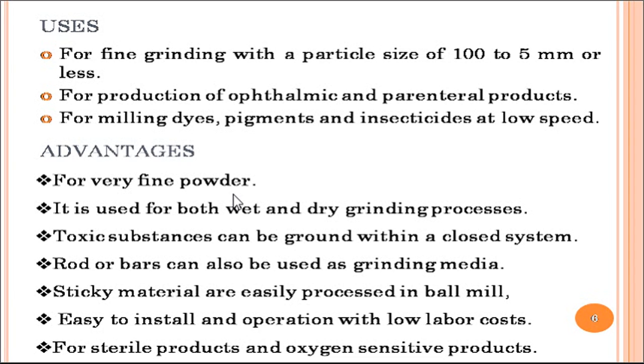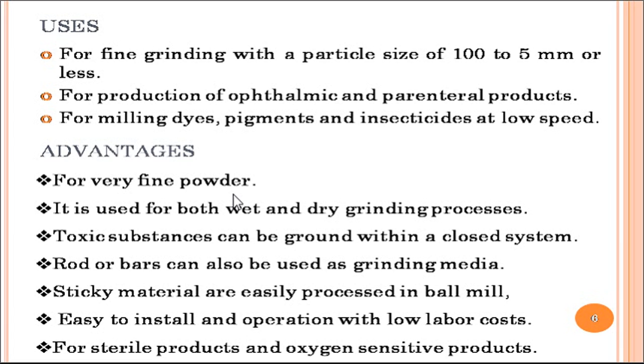That is possible. When we talk about the advantages, it is very useful for making very fine powder for pharmaceutical purposes, for herbal or plant material. It is used for both wet and dry grinding processes, and toxic substances can be ground within the closed system. This is one of the advantages of this mill, where all the toxic material can be handled within the closed system, so the chances of contamination to the outside, to the users, are very low. So it is one advantage of this particular mill.